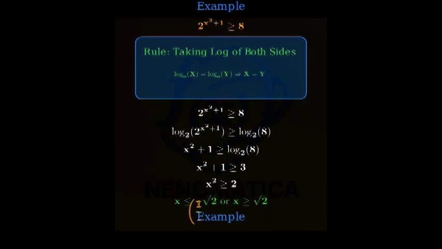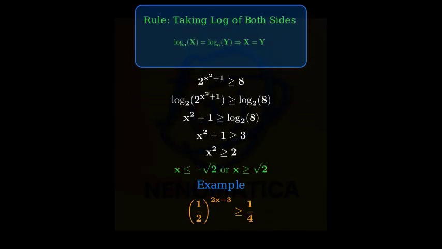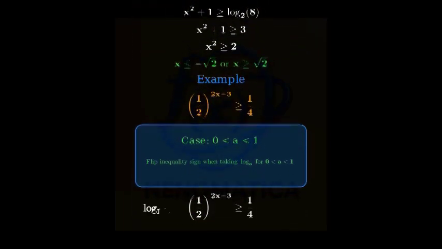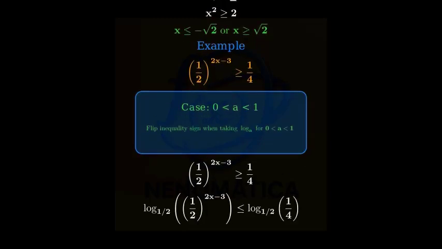Let's solve one more example. Find the values of x that satisfy the inequality 1/2 to the power of 2x minus 3 is greater than or equal to 1/4. In this example, a equals 1/2, which is between 0 and 1. So we're in the second case we discussed. We'll take the logarithm with base 1/2 of both sides.